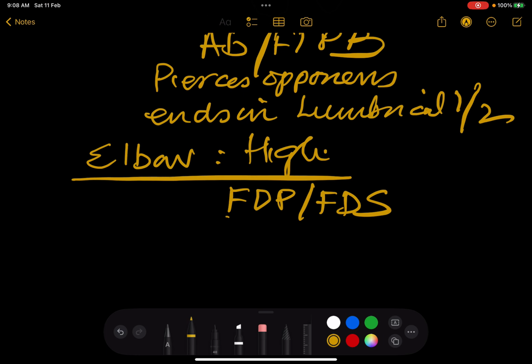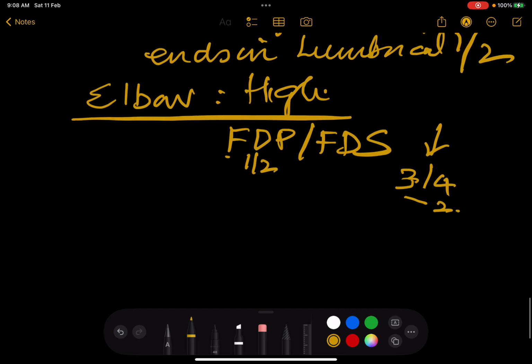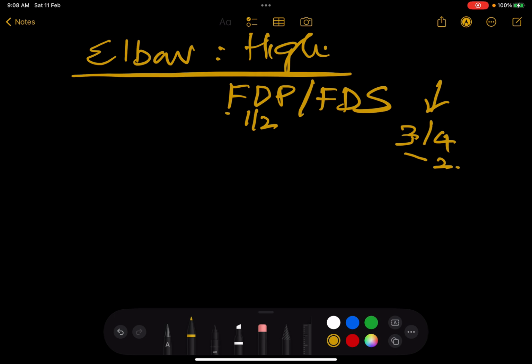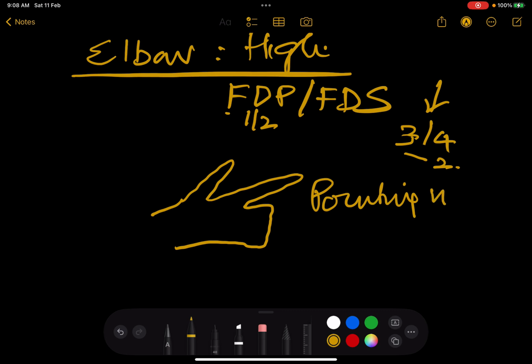But the FDP 1, 2 will be paralyzed, but 3, 4 will be saved because it is supplied by the ulnar nerve. And since the third one will give a branch to the second also, therefore the second, third and fourth will flex. You see, this is the thumb. Only this will remain extended, all the rest will be able to flex. And this is called as pointing index sign, which indicates the paralysis of the median nerve at the level of the elbow.